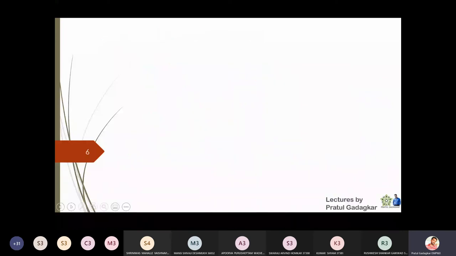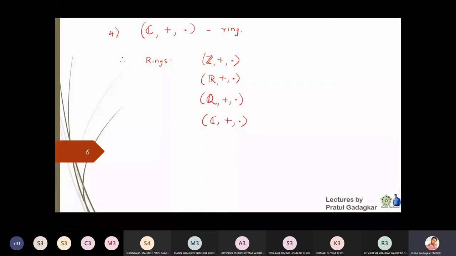Okay, so the fourth example I will just give you: if you take complex numbers with respect to usual addition and multiplication, everything, as I told you in the previous examples for real and rational numbers, will hold and it will also become a ring. So these are the four well-known examples. I will again repeat them. The four rings that we have right now got are Z, real numbers, rational numbers, and complex numbers. These all are rings. Okay, let me move on to the next example.